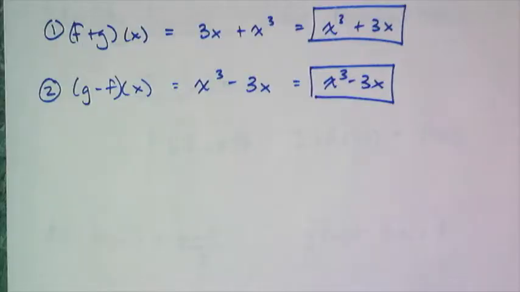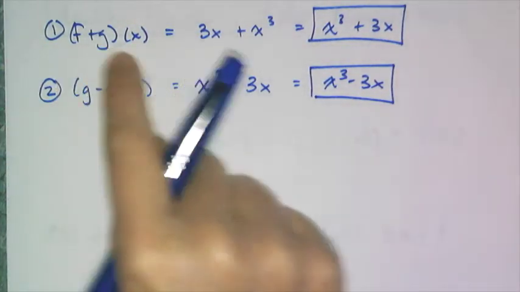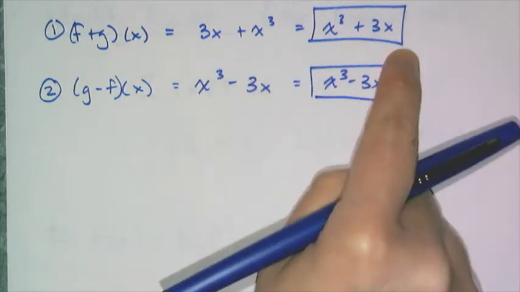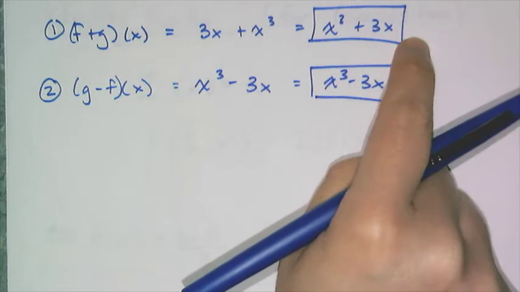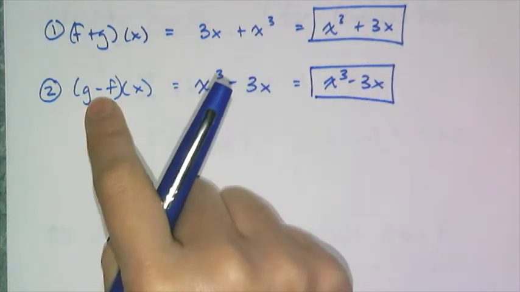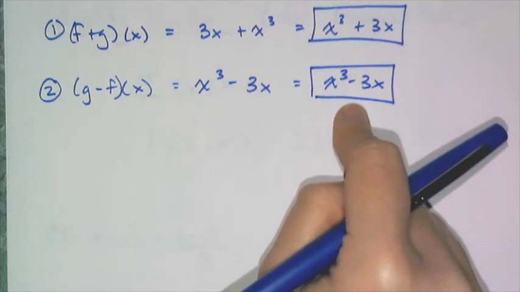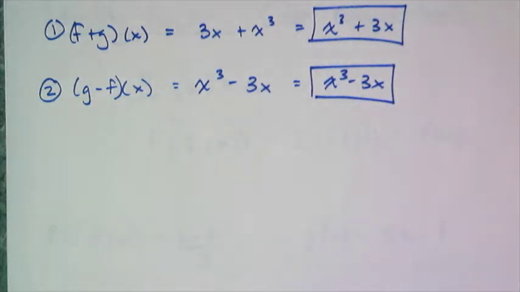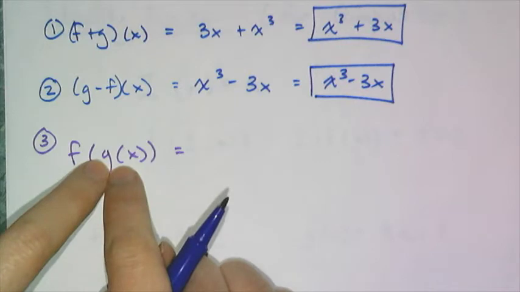So the sum and the subtraction are fairly standard. I just had to take function of f, function of g, 3x, and x cubed, and add them together. And of course I like these written in standard form, so I just rearranged the order. And then when I subtracted f from g, it's x cubed minus 3x. So let's go over the composites, and when you have to make a composition of functions, you have to work from the inside out.